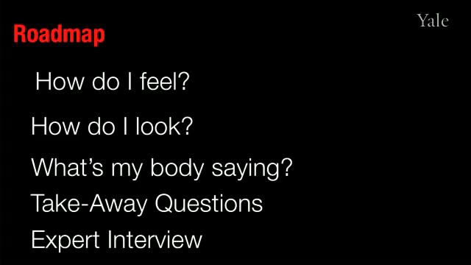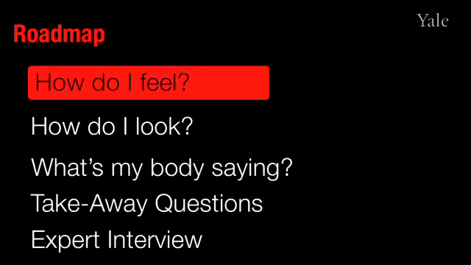So first, we'll try to look at ways in which people measure the subjective experience of emotion, or how do I feel? Then we'll look at the ways people measure the outward expressive display of emotional behavior. In other words, how do I look when I feel emotional? And finally, we'll conclude by discussing physiological ways of responding. So physiological tools to measure emotion in the autonomic and central nervous system, answering the question of what is my body saying when I'm feeling a given emotion. We'll conclude with our takeaway questions and expert interview.